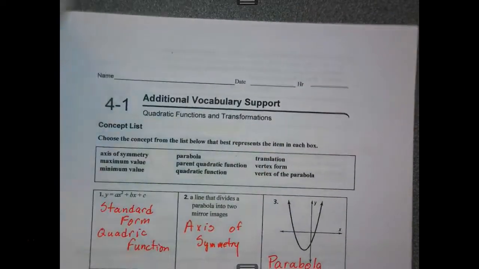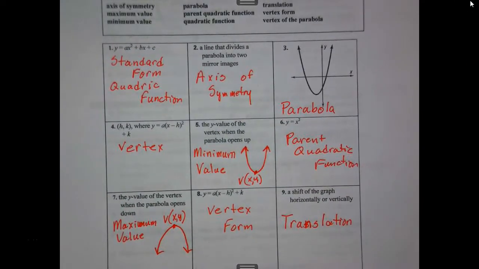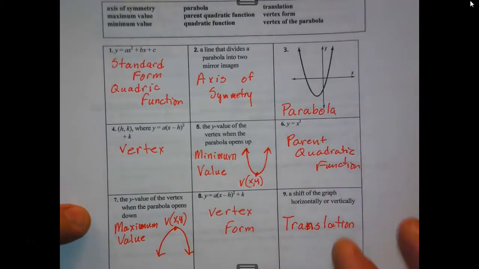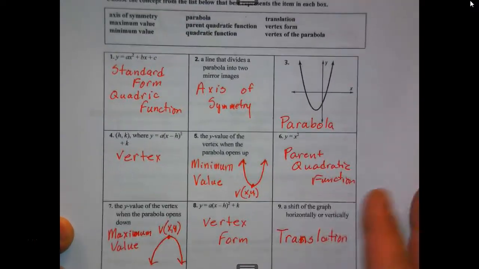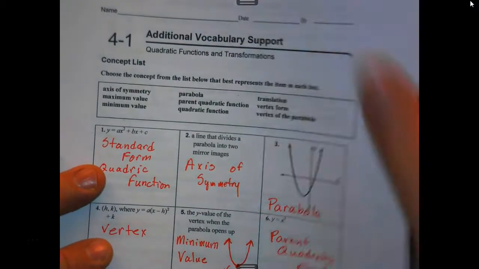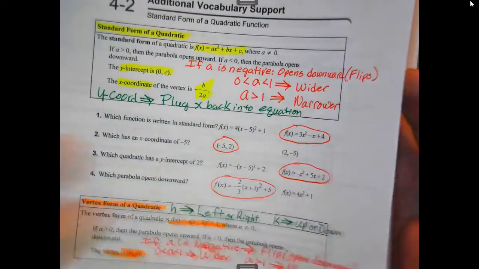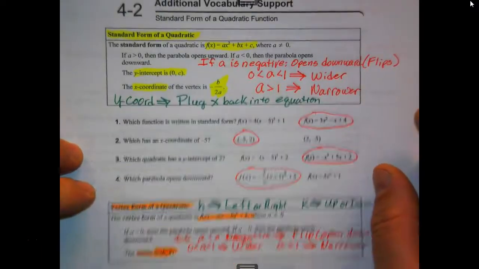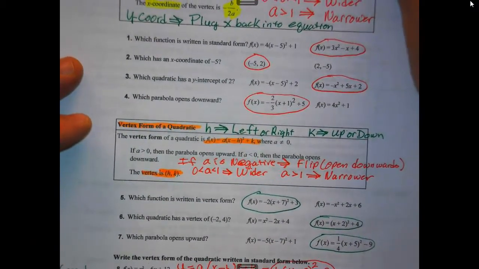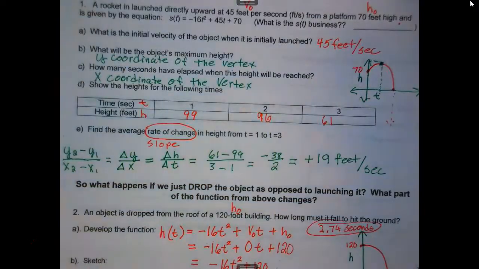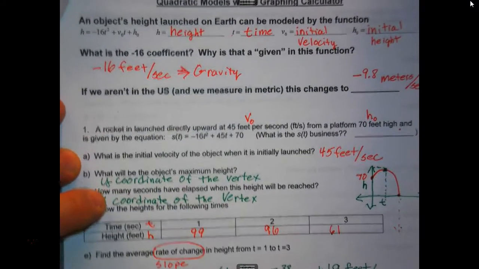We did 4.1 vocabulary notes, right? What you can use on the quiz, probably, I'm thinking more Friday. And then we did 4.2 vocabulary that you can have on the quiz on probably Friday. Then we did the first page of quadratic modeling, did we not?